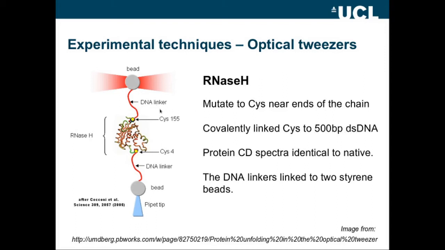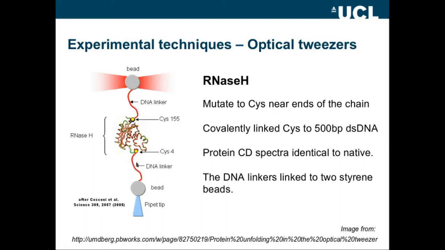The other end of the DNA linker is attached to a styrene bead. So at this end, at the bottom, we have a bead, and that's then fixed in place by using suction onto a pipette tip. It turns out that if these beads are small enough, they can actually be moved using light. So at the other end, we focus a beam of light onto the bead, and that can then be used to move and pull on this linker.